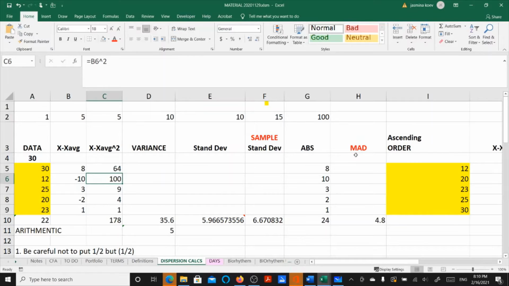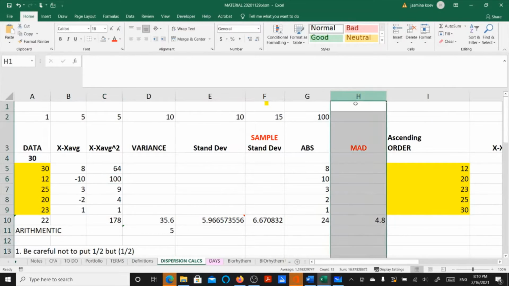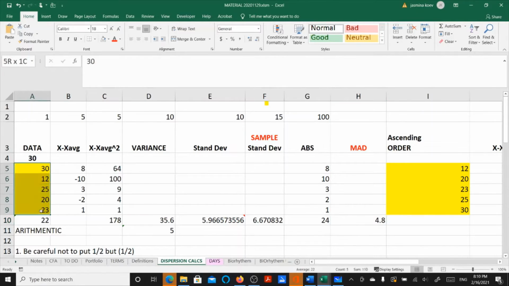Here's MAD, the mean absolute deviation, and the result, as you saw, was 4.8. Note that we're using the actual number of observations. We're using 5. We're not using sample observations, which would be 5 minus 1, or the total number of observations minus 1.